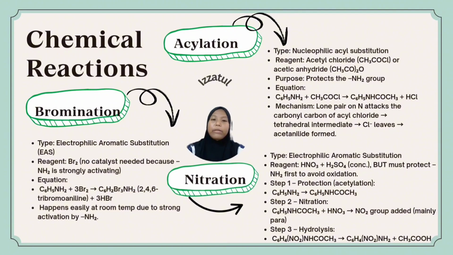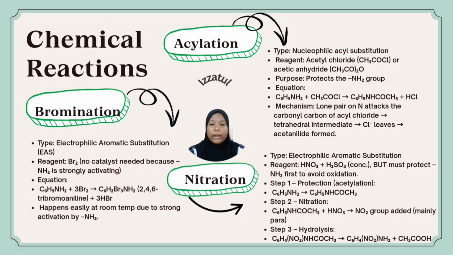There are three chemical reactions of aniline. The first one is acylation, where the type of reaction is nucleophilic acyl substitution. The reagent that we use is acetyl chloride or acetic anhydride. The purpose of this reaction is to protect the NH2 group, and the mechanism is that the lone pair on nitrogen attacks the carbonyl carbon of the acid chloride, forming a tetrahedral intermediate, then chloride leaves and acetanilide forms.